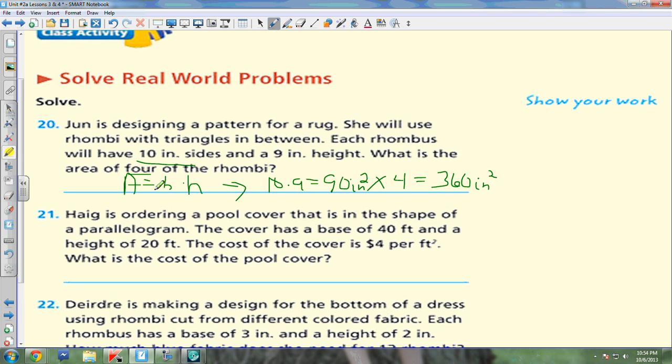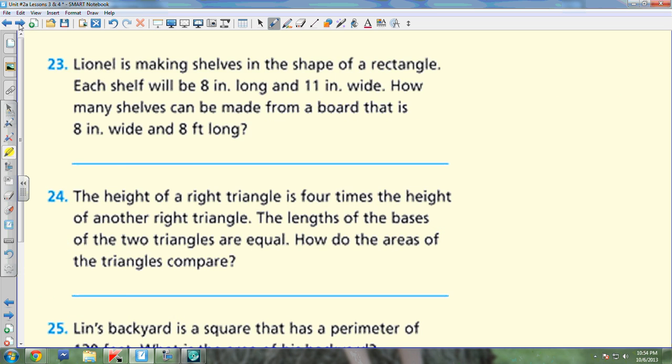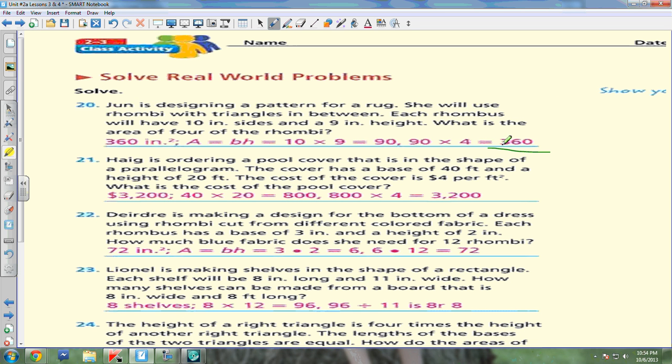So it's again area equals base times height. It has a base of 10 and a height of 9. And there's 4 of them. So it's going to be 10 times 9, which is 90 inches squared, times 4, which would give you the 360 inches squared. Yep, that's right. So go ahead and copy that down as well. And there's that for number 20, 360 inches squared.